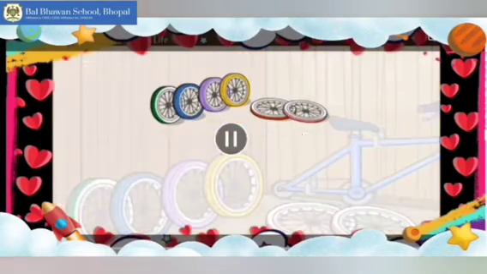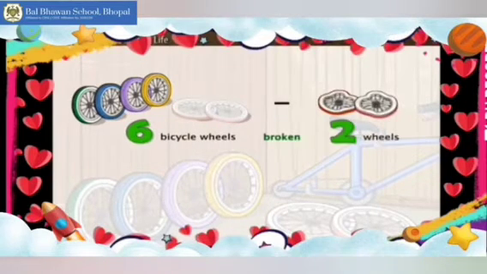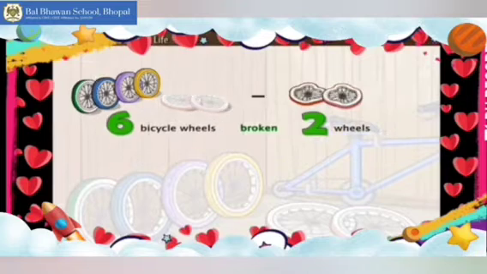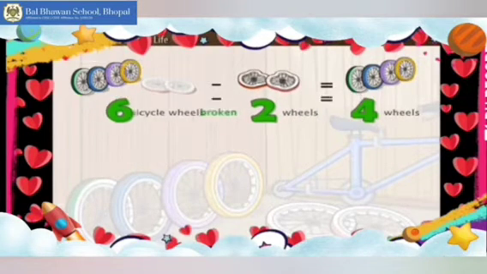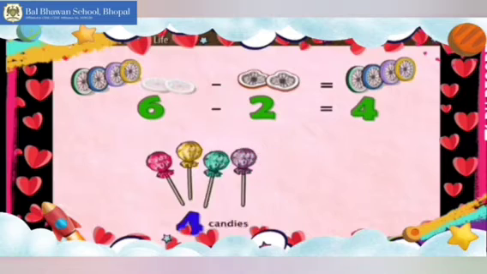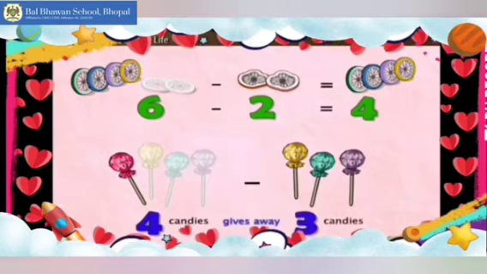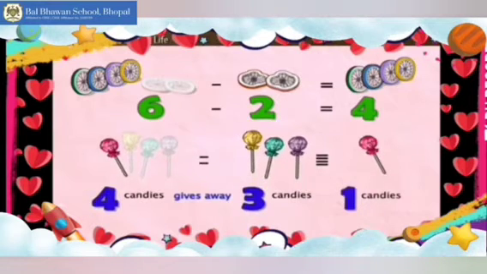Here you can see 6 bicycle wheels are there. Out of these 6, 2 are broken. So we are left with 4 wheels. Similarly, 4 candies are here. We give away 3 candies. How many are left? 1 candy.